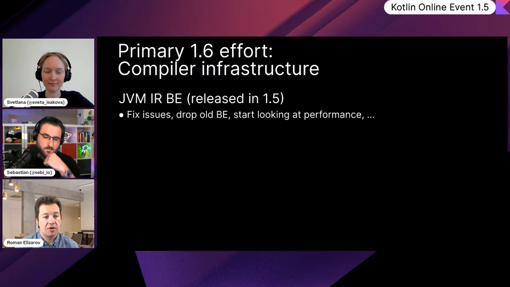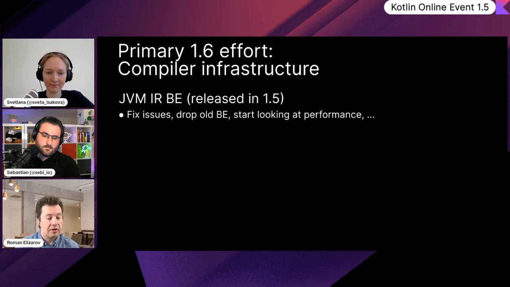We need to make sure we can drop the old code completely somewhere post 1.6. And for this, we'll have to make sure the new one covers exactly everything and has no issues whatsoever, so we can safely drop the flag that lets you switch to the old one. And as you've already mentioned, the new JVM backend was not about performance. It was about correctness. We worked hard to make sure it's covered with tests and behaves as well as the old one. But now that it's released, the team is starting to look at the performance, and we'll see what they can improve for the next release.